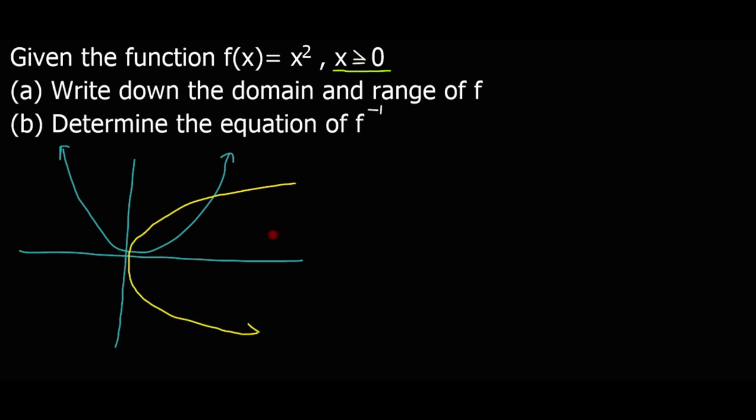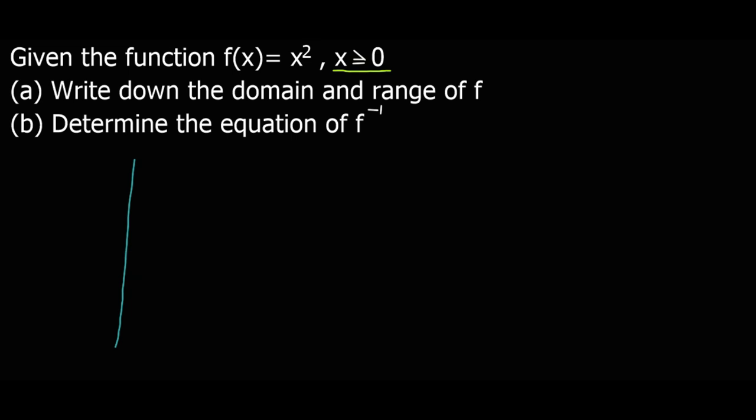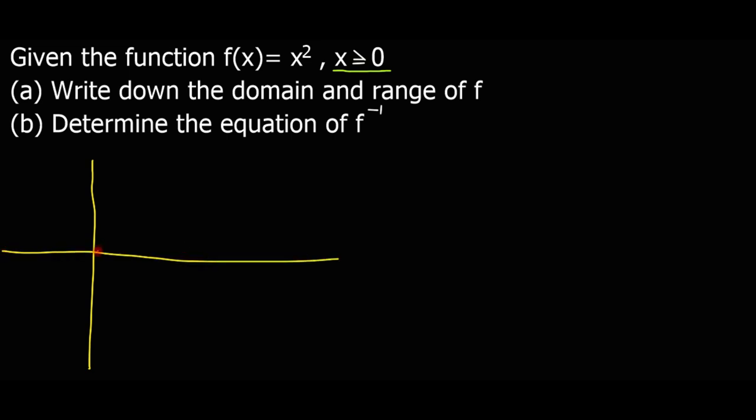And we realise that this inverse is not a function. So for it to be a function, we need to restrict. But here they have already given the restriction. f of x equals x squared, where x is greater than or equal to 0. So our graph starts from 0 and goes on the positive side, because x is greater than or equal to 0. So our graph will actually be something like this.